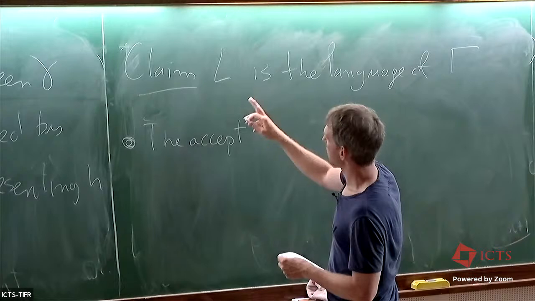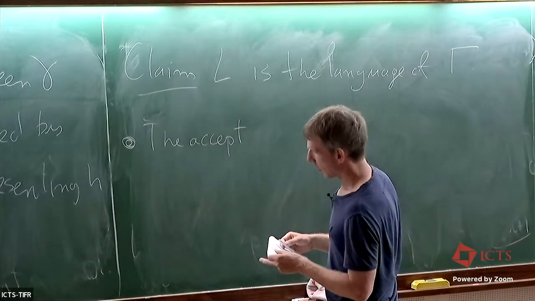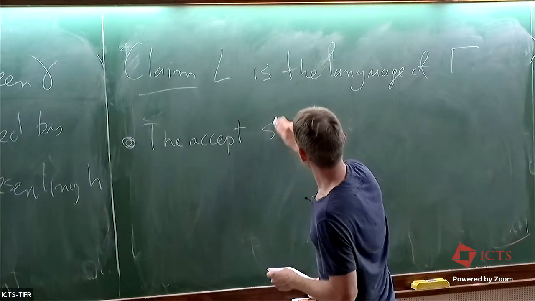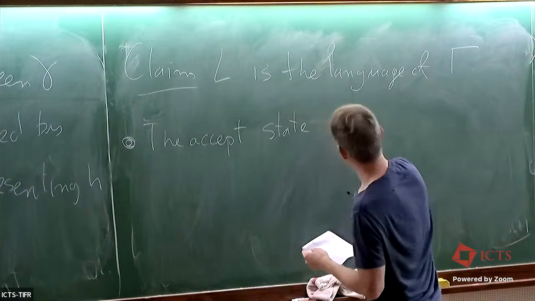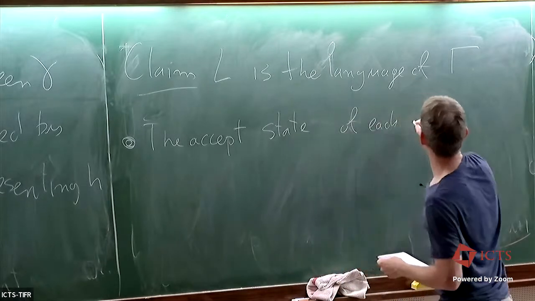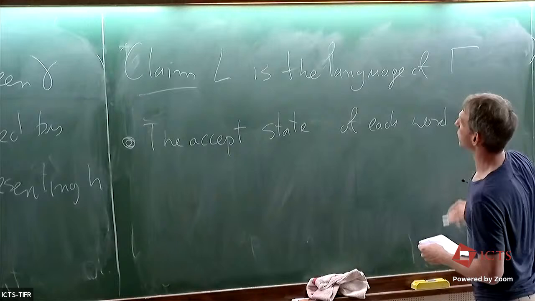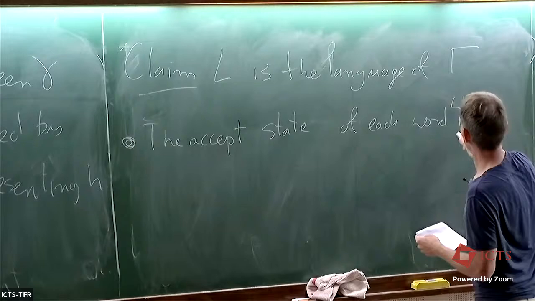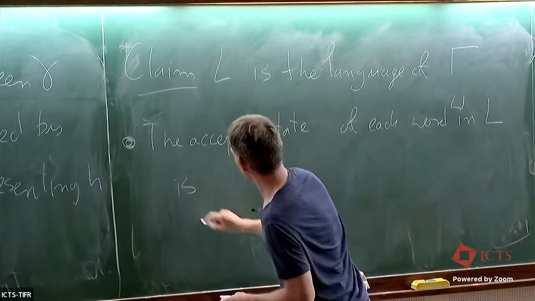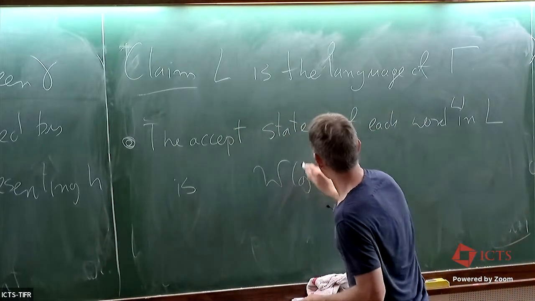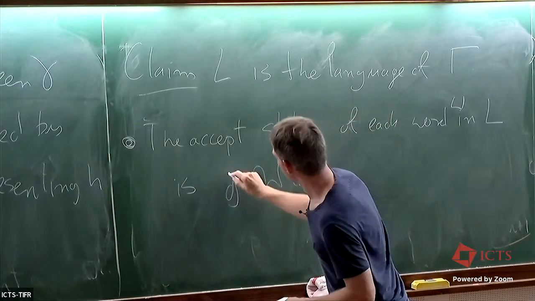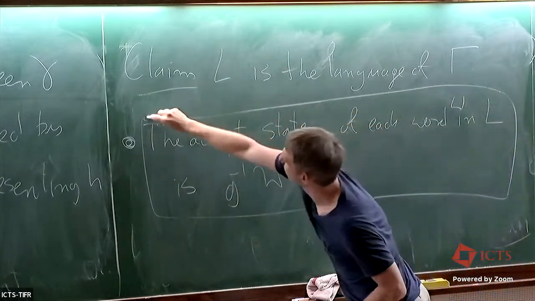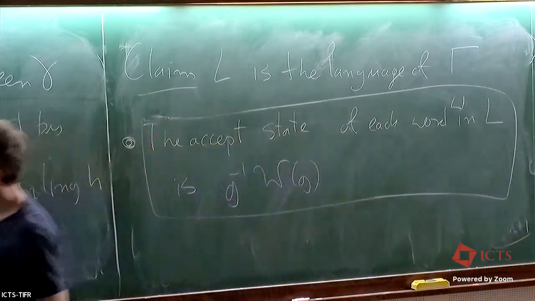about the relation between this language and the paths it labels in the Cayley graph, namely the accept state of each such word in L is exactly the set of closest walls to G translated by G inverse. And this is the thing that you need to prove inductively. Maybe let me draw a final figure.